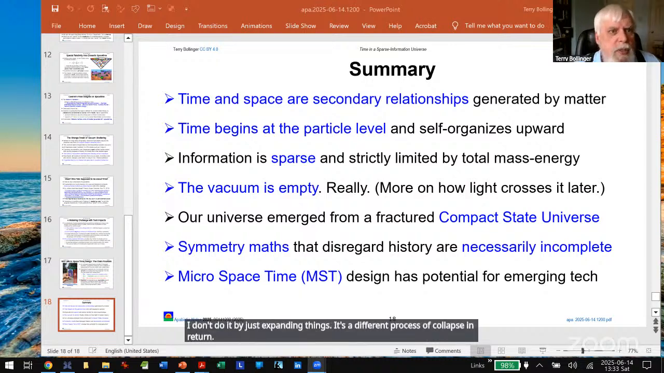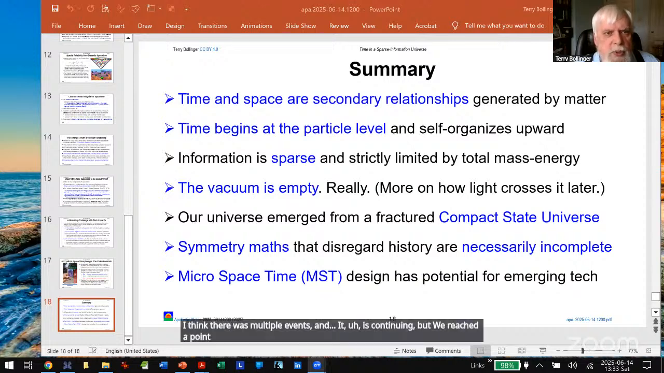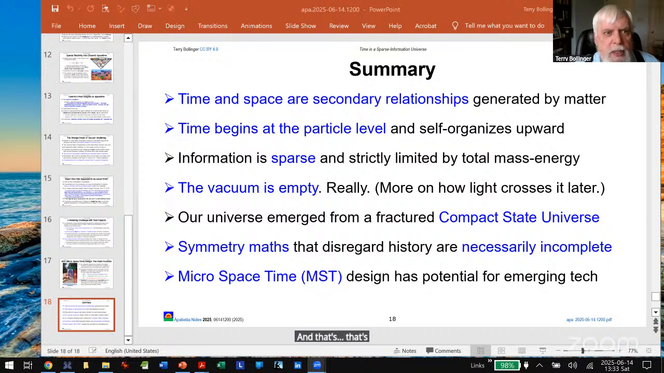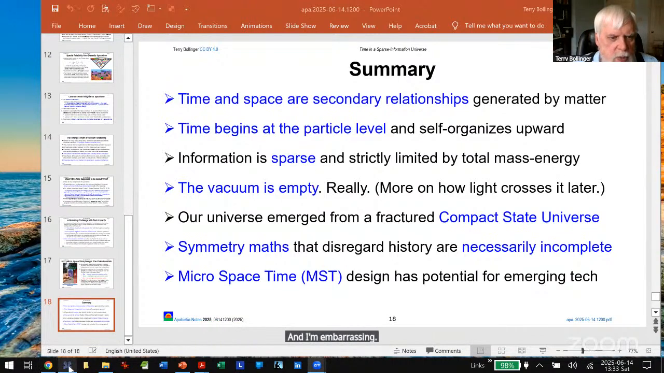But I don't think it was just one event. I think there were multiple events, and it is continuing, but we reached a point in which time was so persistent that it can go for billions of years. And that's why we can look and see things that are so interesting. But I think that too will eventually come to an end. And I've got several figures on that in the quantizing general relativity presentation. Again, it's at Apobistia Notes, and I can't find my own presentation here.